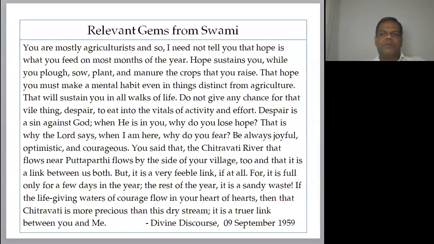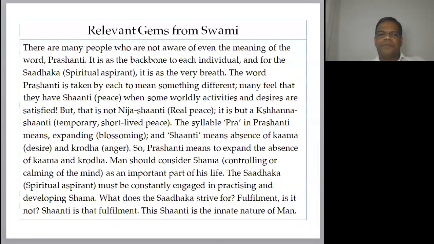Okay, so we will go to another excerpt. This is about Shanti. Swami says, Chitravati Tata Sushanta Saudhe. So what is this Sushanta? We will look at it with some excerpts from Swami's discourse.